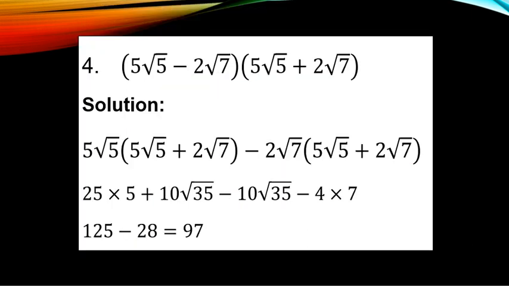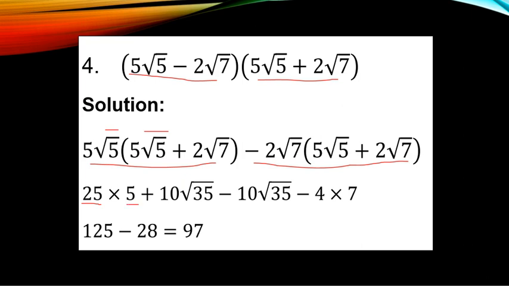Okay? The last one is you have this expression multiplied by this. This is like classwork number 3. The first term in the first bracket multiplies the second bracket. The second term in the first bracket multiplies the second bracket. So you open the bracket. 5 times 5, you have 25. Root 5 times root 5 is root 25, and that root is 5.